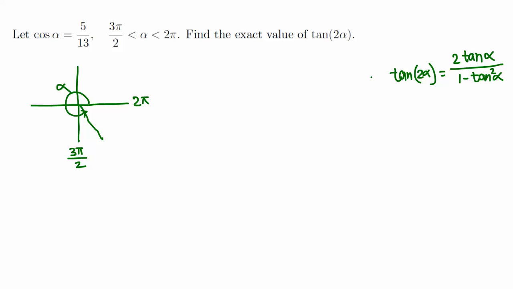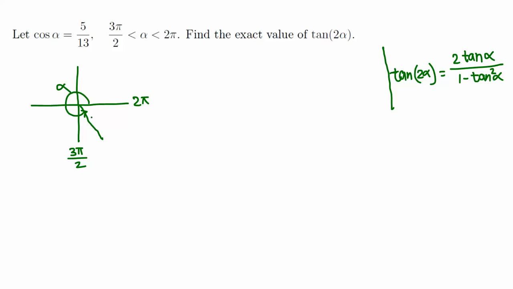Now we are supposed to find the exact value of tangent 2 alpha, and this is a double angle. Looking at the double angle formula, we get that tangent 2 alpha is equal to 2 tangent alpha over 1 minus tangent squared alpha. So to find the value of tangent 2 alpha, we need to know the value of tangent alpha, where cosine alpha is given, and now we can use cosine alpha, which is adjacent over hypotenuse. Then we find the remaining side, then we can find all the other trig functions, and for tangent 2 alpha all we need is tangent.